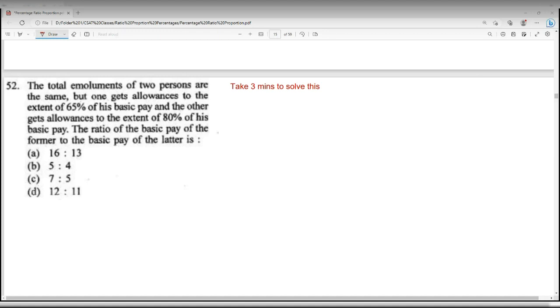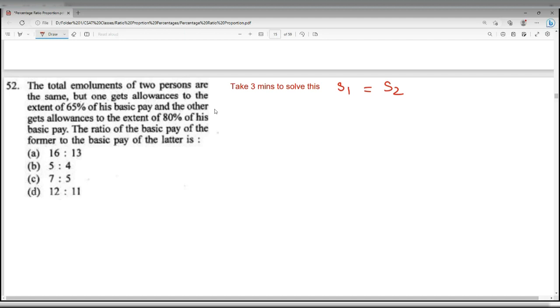Let's see how to go about this question. What they're saying is the total emoluments of two persons are the same. You can call emoluments salaries. Let the salary be S1, so S1 is equal to S2. But one gets allowance to the extent of 65% of his basic pay, and the other gets allowance to the extent of 80% of his basic pay. And the ratio of the basic pay of the former to the basic pay of the latter is asked.